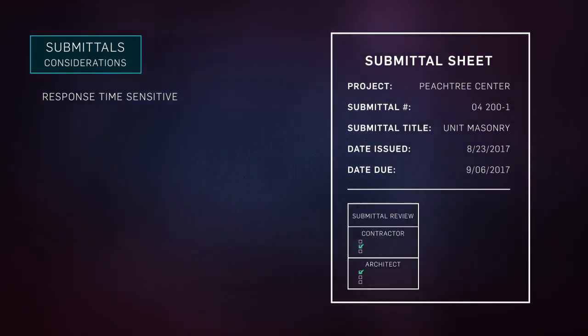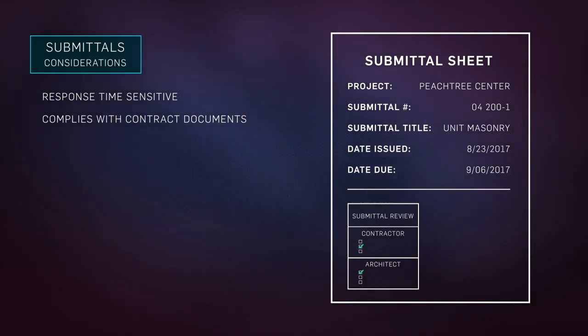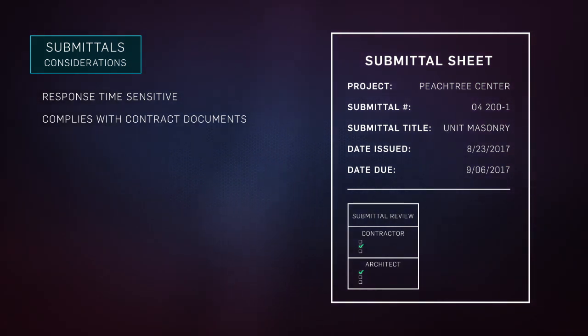The contractor is supposed to review it first, make sure that it complies in general with what the design is calling for. They will tell you what the submittal is, what type it is, and then you will generally make your response after you've reviewed the submittal and checked it against the contract documents.